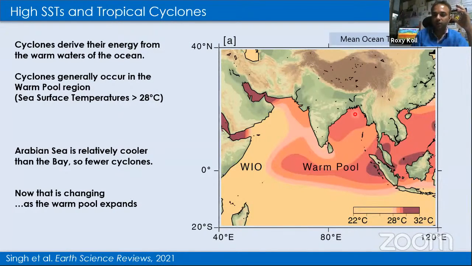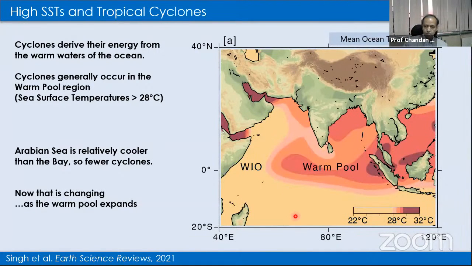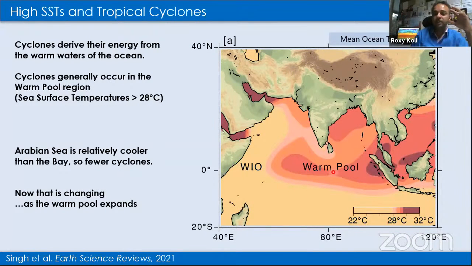And you can see the warm pool region in the Bay of Bengal is much larger and much stronger compared to the Arabian Sea region, especially the Western Arabian Sea, Western Indian Ocean region. It's cool, right? Compared to this warm pool region. This is one reason why there are more cyclones occurring in the Bay of Bengal compared to the Arabian Sea. In a year, maybe there are 2 to 4 cyclones over the Bay of Bengal, while sometimes there are no cyclones in the Arabian Sea, or sometimes 1 or 2, barely 2 cyclones. But now that is changing.